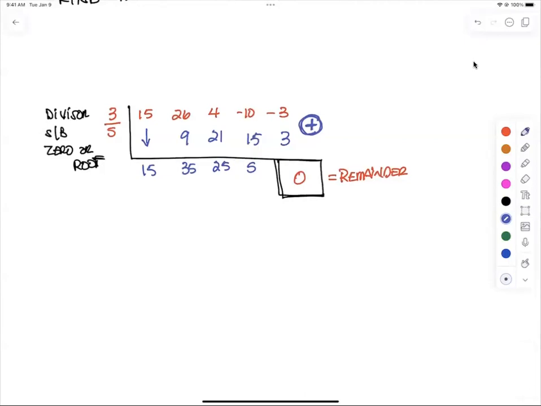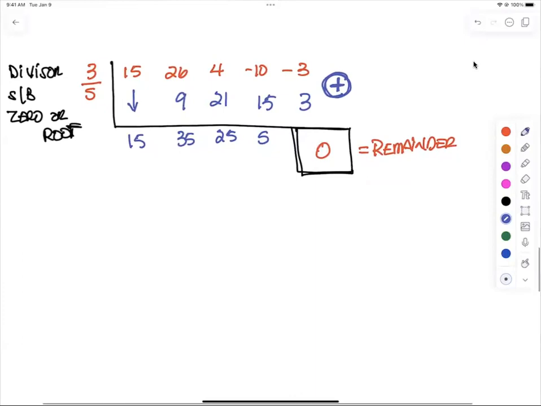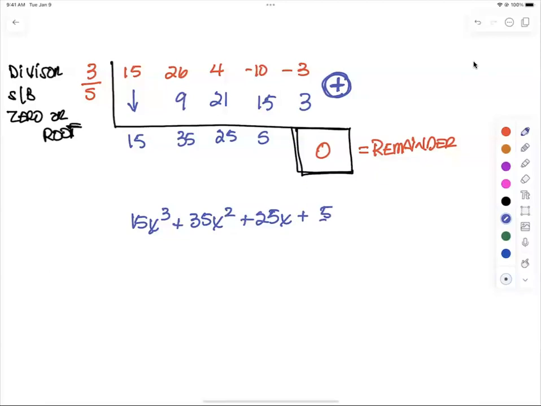So I've lost a degree, and let's analyze what I have here. I've got 15x cubed. And maybe this is something I can factor. If not, we will repeat the process again. And here, I'm going to remove a GCF of 5 across the board.